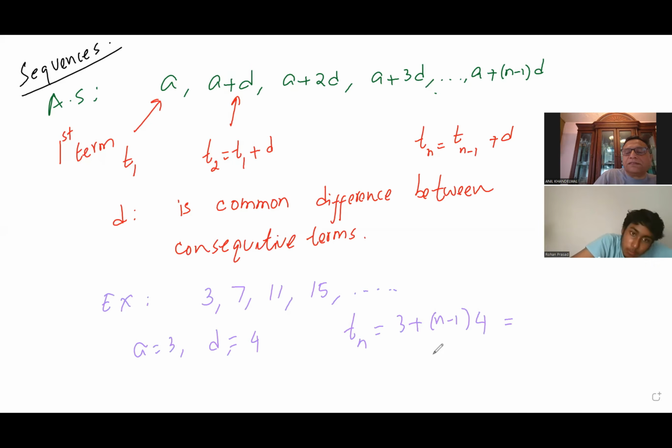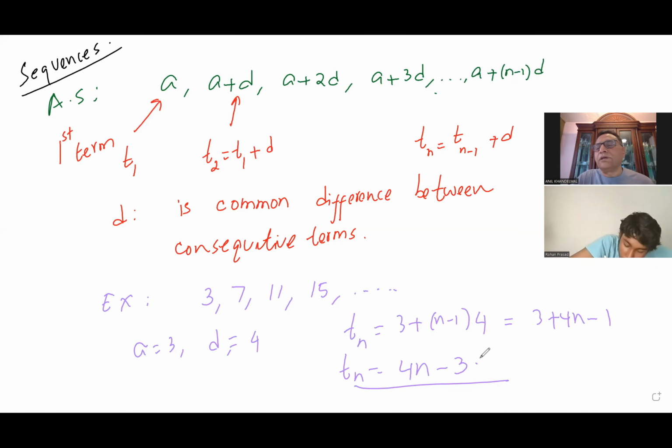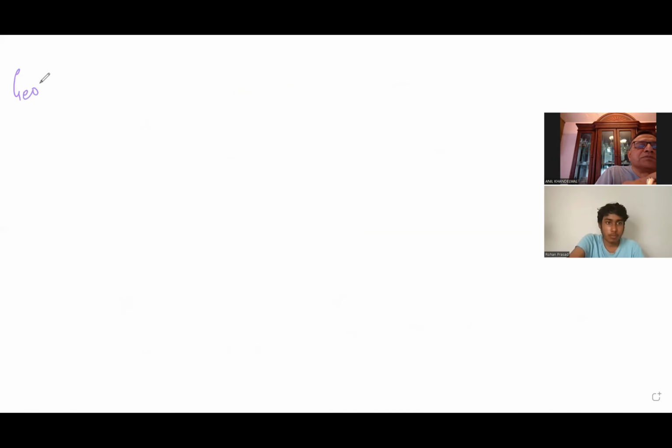So if you simplify this, because 4 is being multiplied, 4n, right? So 3 plus 4n minus 4. And so the general term can also be written as 4n minus 1. Is it okay? So two ways of writing a general term. And that is the summary of arithmetic sequences which we did last time. Correct? Yeah. Okay. So let me clear this, and now we'll talk about geometric sequence.